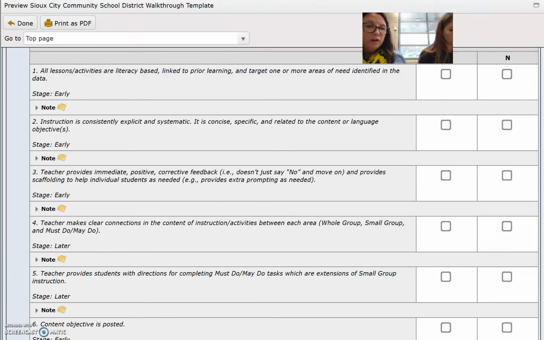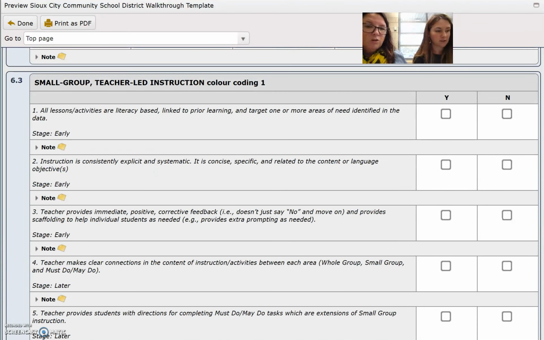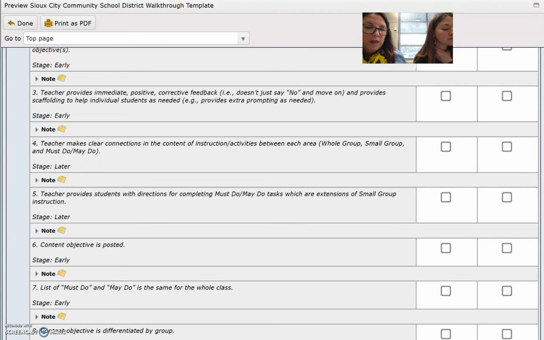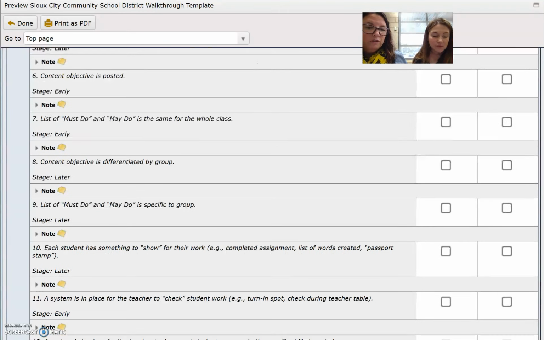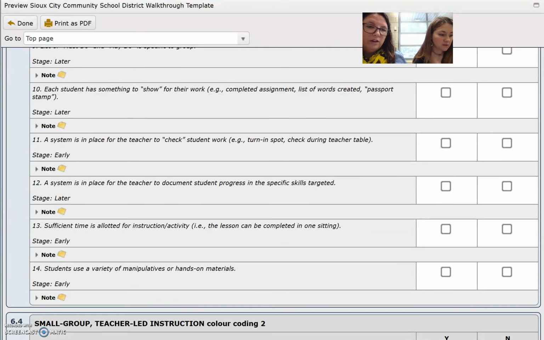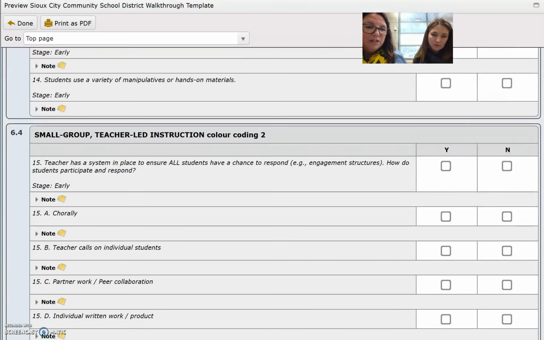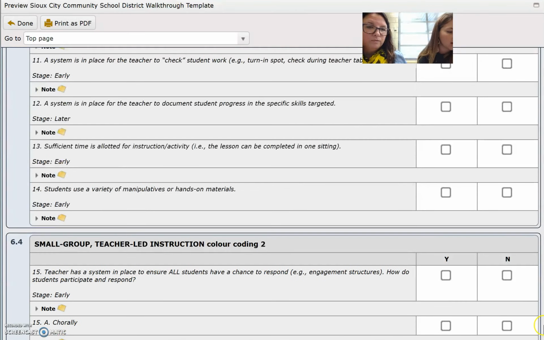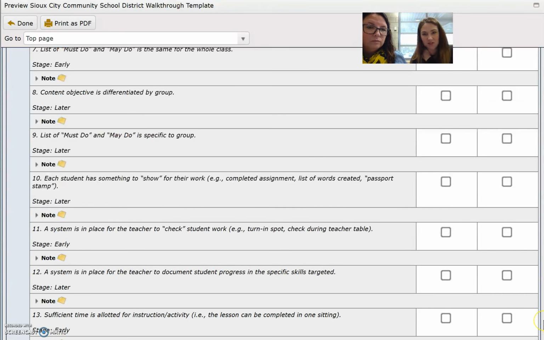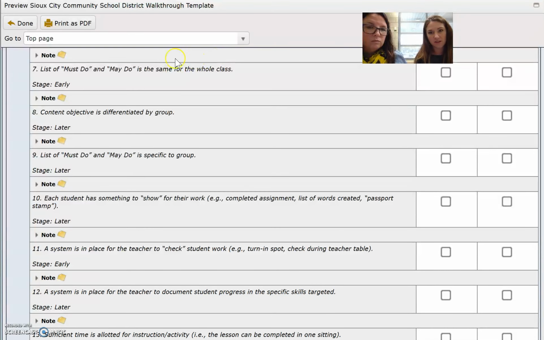The next section, and we're going to go quickly because we're getting towards the end of our video, is small group. Again, color coding is an error. You'll notice on the PDF there are some items that should be in the must do, may do, not in small group. And it's just a yes or no, was it observed? And that regarding early implementation and later implementation. Numbers 7 and 9 in that are in the wrong section because they have the must do's and may do's, and we'll be looking at that more specifically during that component, which is the next section. Thank you.